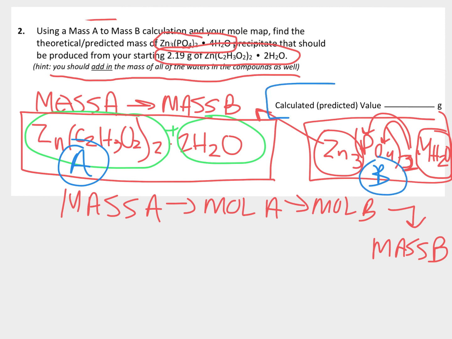Remember, this answer will give you your calculated or predicted value. That is what math will tell you we should have gotten. We will then compare that to what you actually got in the lab, which if I remember is about 4.09 grams of the substance. We're gonna see how close we are between reality and math.